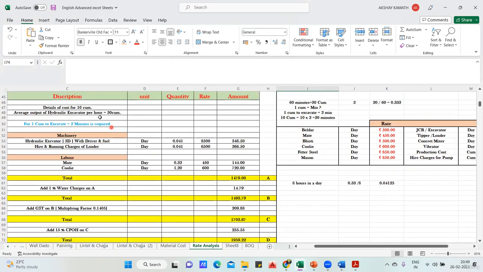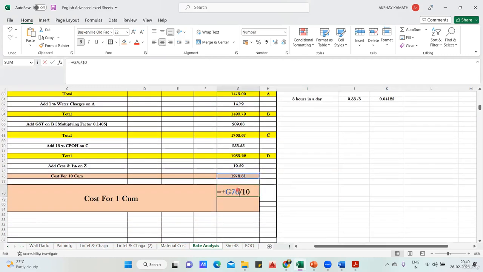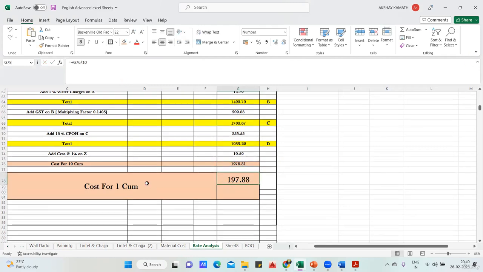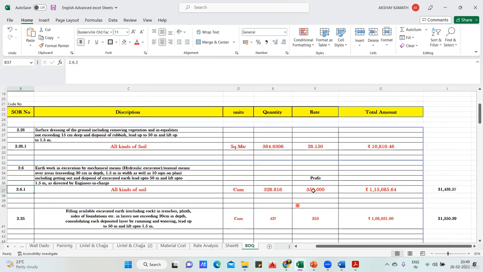I want to find it for 1 cubic meter. We started with 10 cubic meter, we took a big quantity. Now I'll divide it by 10. The answer you got, you divide it by 10, so you'll get 197.88 rupees cost per cubic meter. So whatever 197 I got, I'll go to the BOQ, and here I'll put 197.